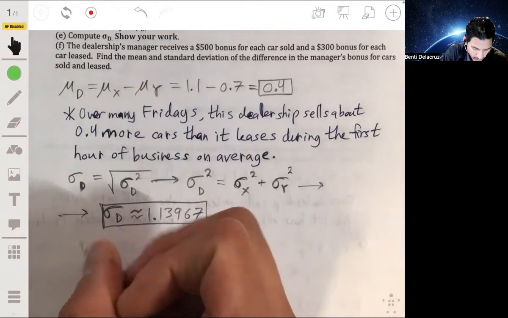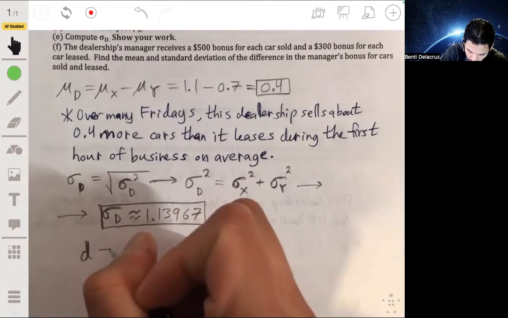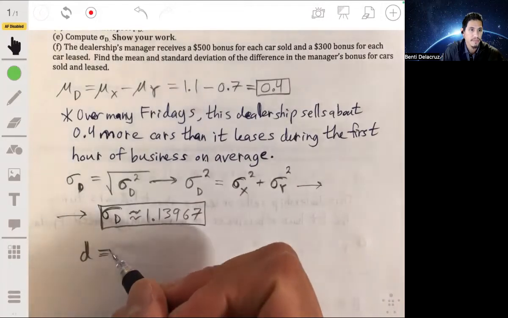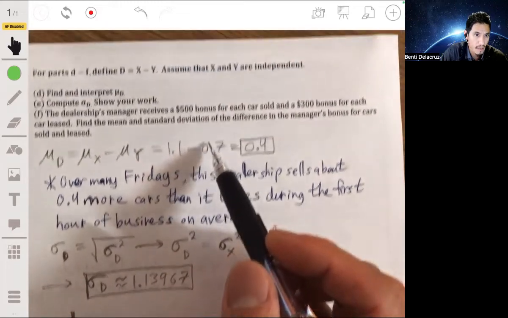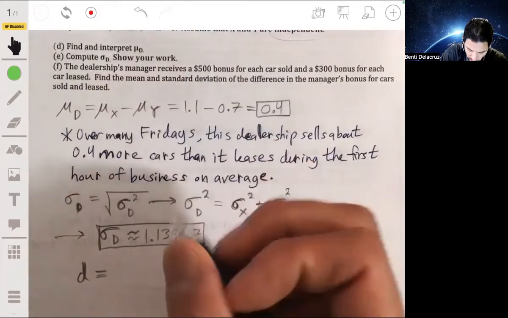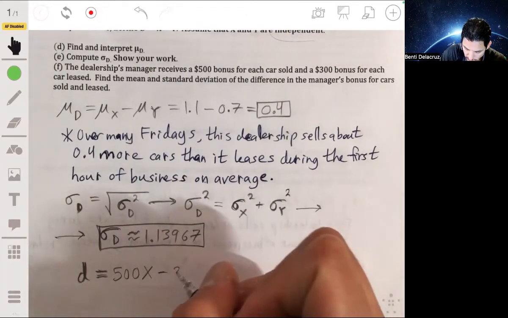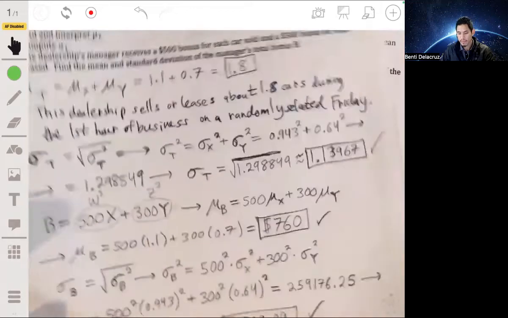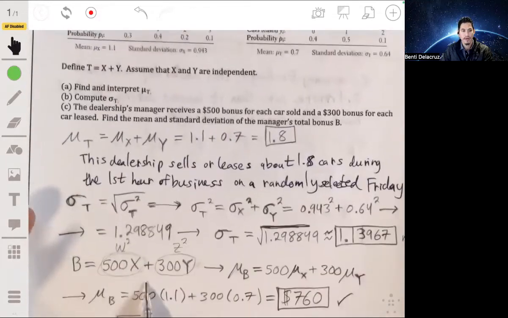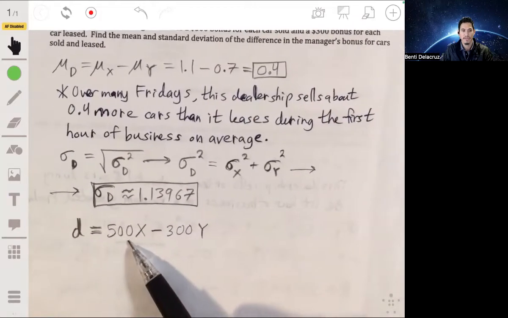So let's make a new variable. Let's make it uppercase D. This will be the difference in bonuses for cars sold and cars leased. And remember, we're doing X minus Y. So we're going to have 500 times X minus 300 times Y. So similar to the part before, where you found uppercase B, except instead of adding them, I'm subtracting them to find the differences. You get $500 for each car sold and $300 for each car leased.